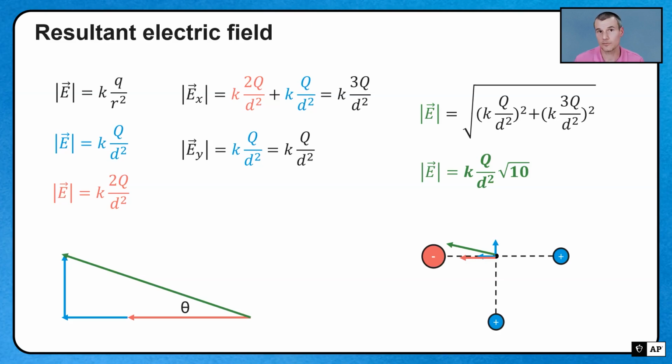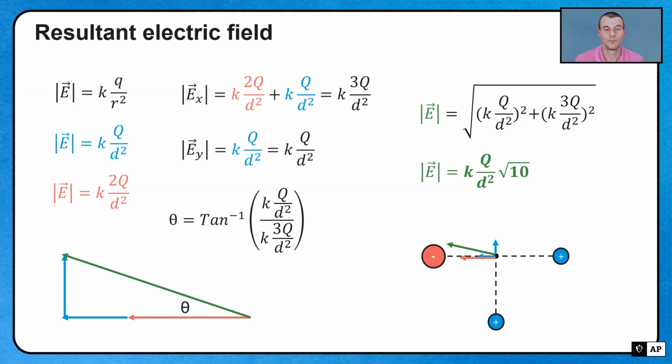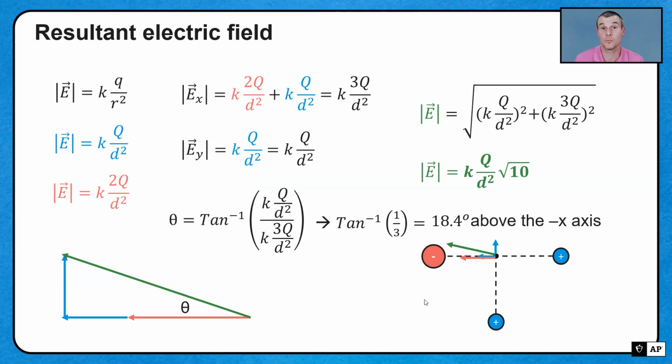So where do we get the direction from? Trig. When we look at trig, we're looking at the inverse tangent. Yes, there's a couple different ways you could do this, but I like inverse tangent because we already solved for the opposite, which is going to be our kq over d squared, over our adjacent, which we already solved for to be our k3q over d squared. Wouldn't you know it, that just cancels out to be the inverse tangent of 1/3, and if we solve that, we can actually get a numerical answer to that one.